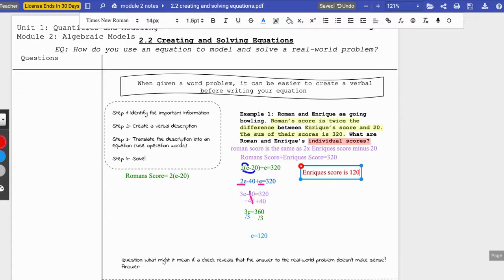But remember, we want to find both of their scores. So I know that Roman plus Enrique is 320. Well, Enrique is 120. So then Roman has to equal 200, because 320 minus 120 is 200. So finally, my answer: Enrique's score is 120, and Roman's score is 200.